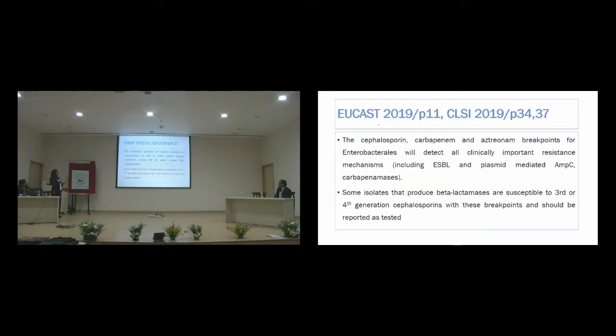So this is again mentioned clearly in the EUCAST guideline, the cephalosporin, carbapenem and aztreonam breakpoints for Enterobacterales will detect all clinically important resistance mechanisms including ESBL, plasmid mediated AmpC and carbapenemases. So these breakpoints are designed so that clinically relevant resistance mechanisms are detected. So you need not change your interpretation based on the enzyme detection method, what you see on the AST plate. Some isolates that produce beta-lactamases are susceptible to third and fourth generation cephalosporins with these breakpoints and should be reported as tested. Even though it is a beta-lactamase producer, you will not change your interpretation. Interpretation is as per the breakpoints of sensitive, intermediate and resistant.